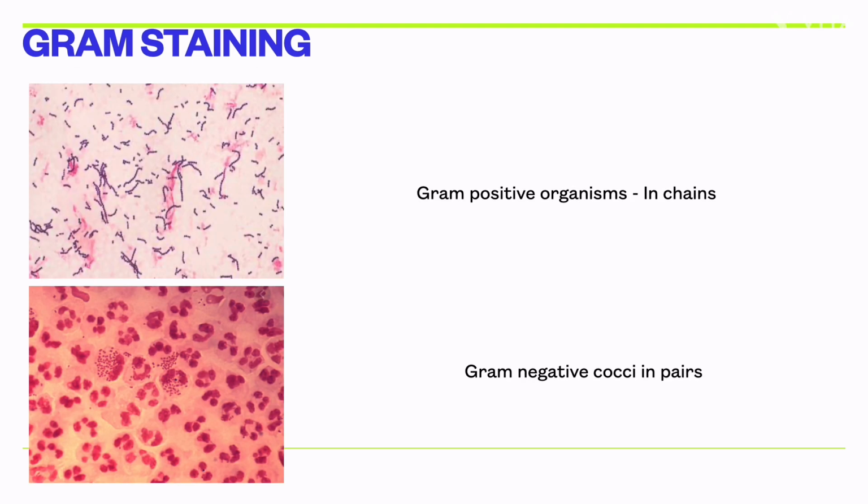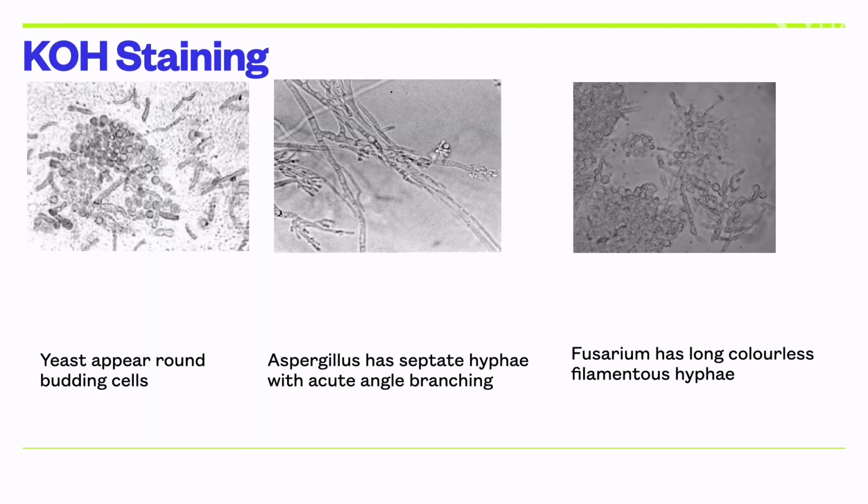Now this slide demonstrates two important gram stain patterns. The upper image shows gram-positive organisms arranged in chains, which suggest streptococci, and the lower image shows gram-negative cocci in pairs, or diplococci, and gram-negative diplococci should raise suspicion of gonococcal infection. So gram staining provides a rapid presumptive diagnosis, but the organisms must be confirmed with culture and appropriate susceptibility testing.